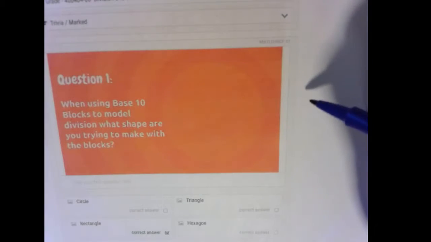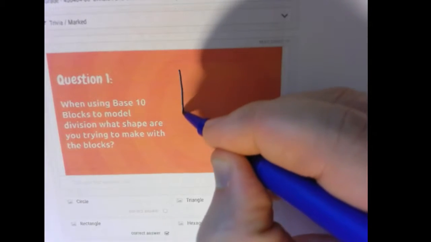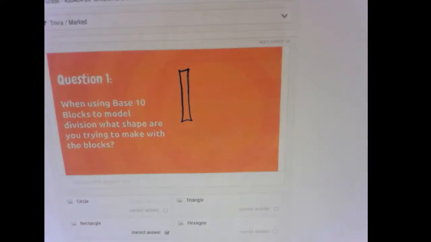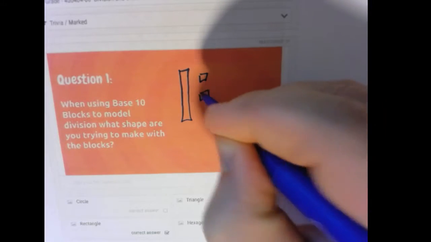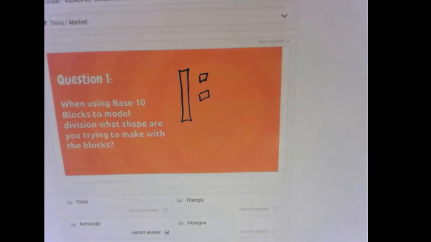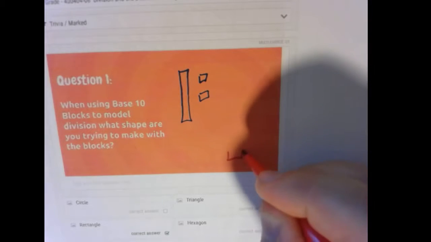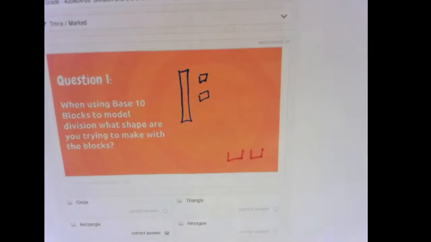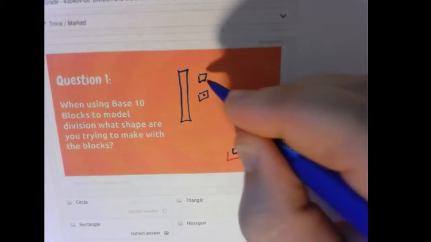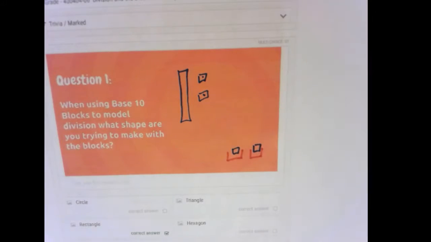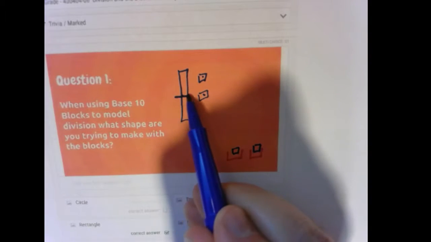So what if we had 12? That would be a base 10 block of 10 units, usually. If we had 12, then we'd have 10, 11, 12, and let's say we wanted to divide it into two buckets. So what would that end up looking like? Well, it would be easy to see that we could put this block here, and this one here, and then what if we split this into two?